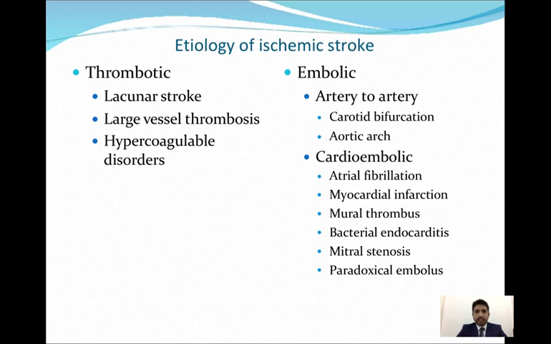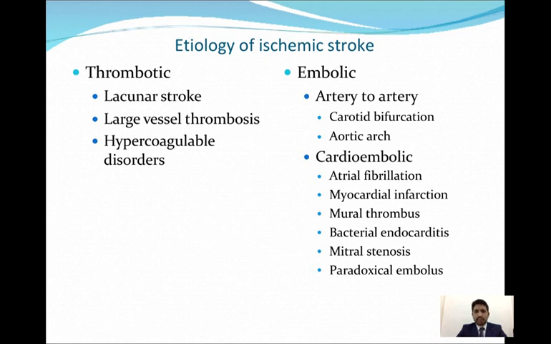Thrombus can be large vessel thrombus or thrombus can arise because of hypercoagulable disorder. Then there is embolic. Emboli can arise from heart, which is the most common source of emboli, in conditions like atrial fibrillation, myocardial infarction, mural thrombus, bacterial endocarditis, and valvular conditions. And one very important is paradoxical embolus. We say a paradoxical embolus when an emboli does not arise in heart but in peripheral vasculature, and normally it should go into the lungs.